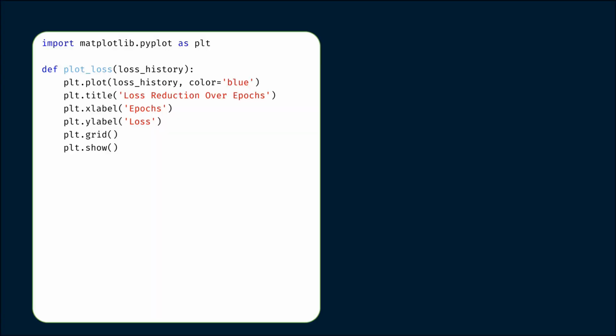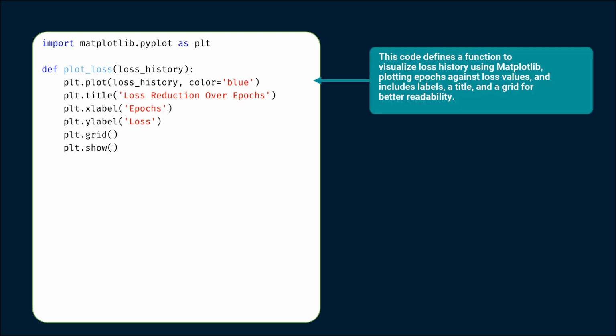Now, let's take a look at a function designed to visualize the training loss over epochs, which is super important for assessing the model's learning process. This function is called plot loss, and it takes one parameter, loss history, which is a list of loss values collected during training. Inside this function, we're going to use matplotlib to create a plot that shows how the loss decreases over time, giving us a nice representation of each epoch. We start by plotting the loss history against epochs using a blue line, which gives us a clear visual of the model's performance throughout the training iterations.